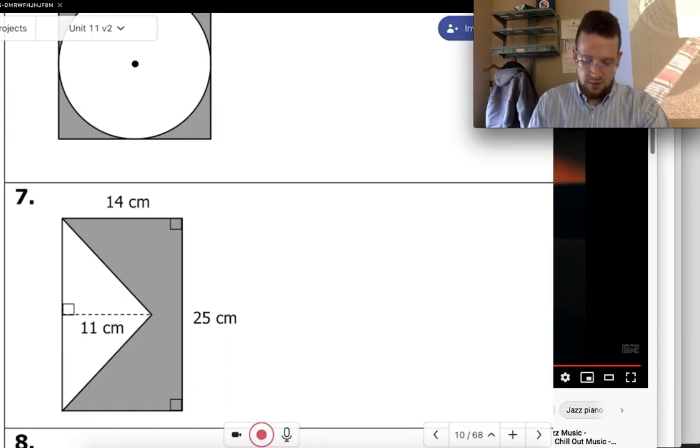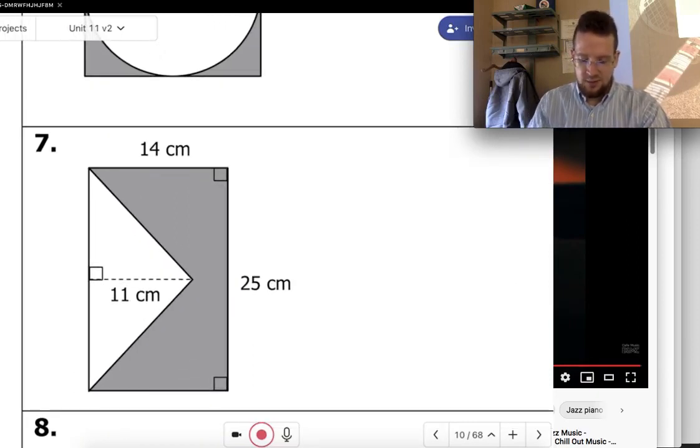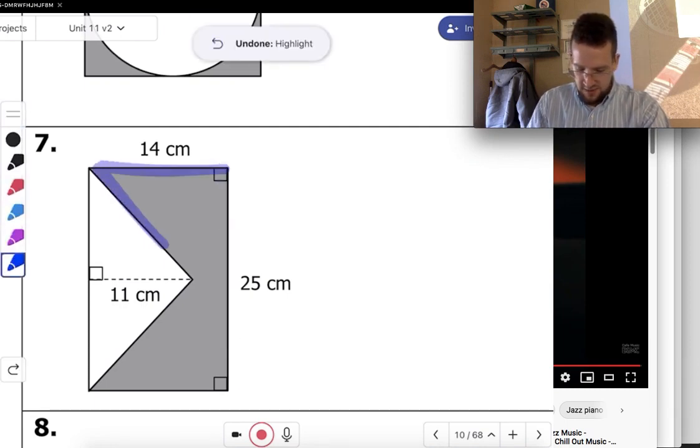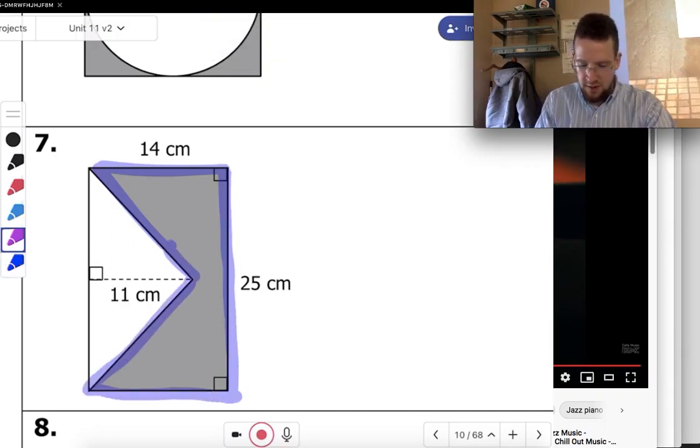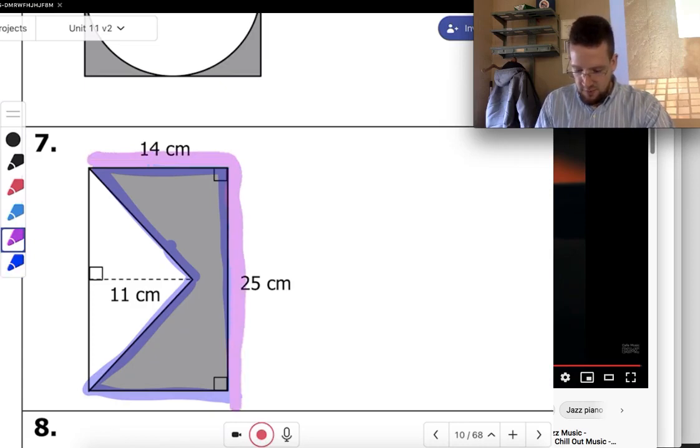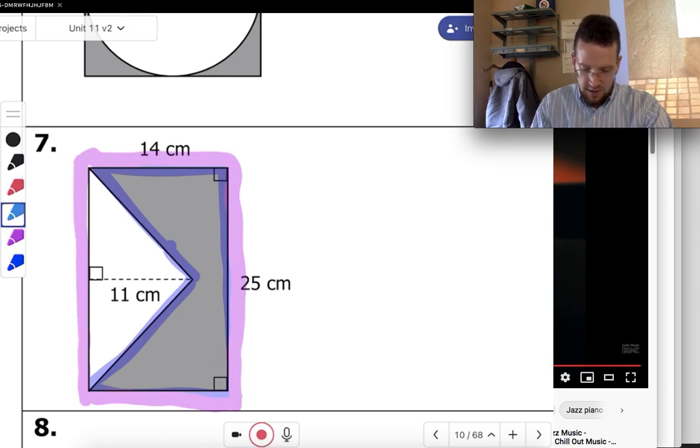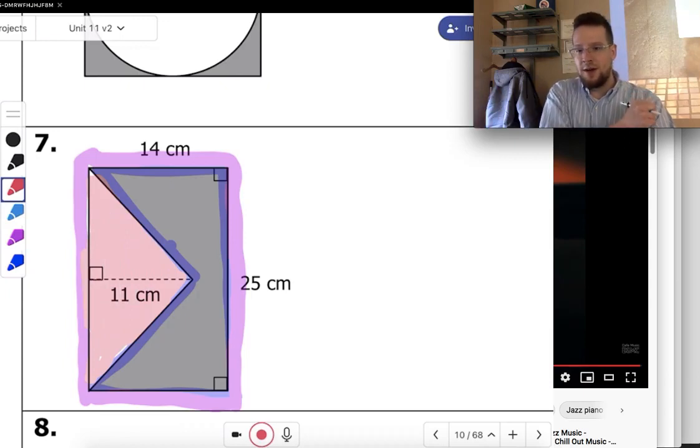So I'm just going to jump right into this figure. The idea is we want to find the shaded region. However, there are two figures here still. We have this rectangle, and we have this triangle. So what we're going to do is find the area of the rectangle, and then remove the triangle, and what we will be left with is the shaded region.